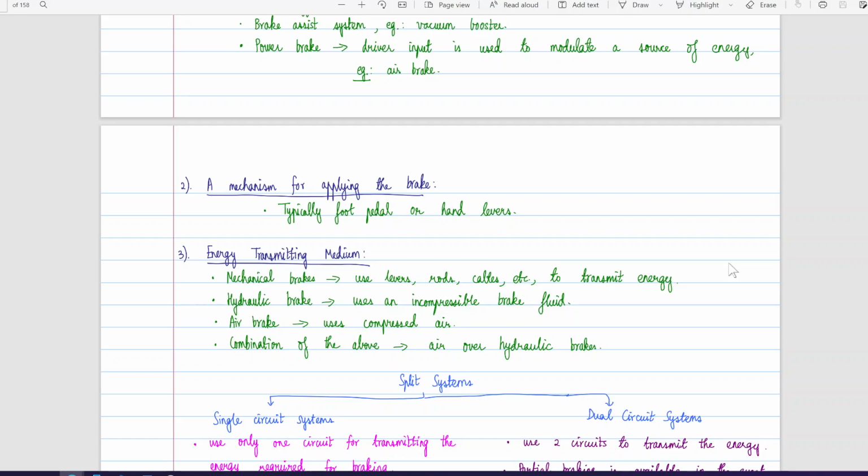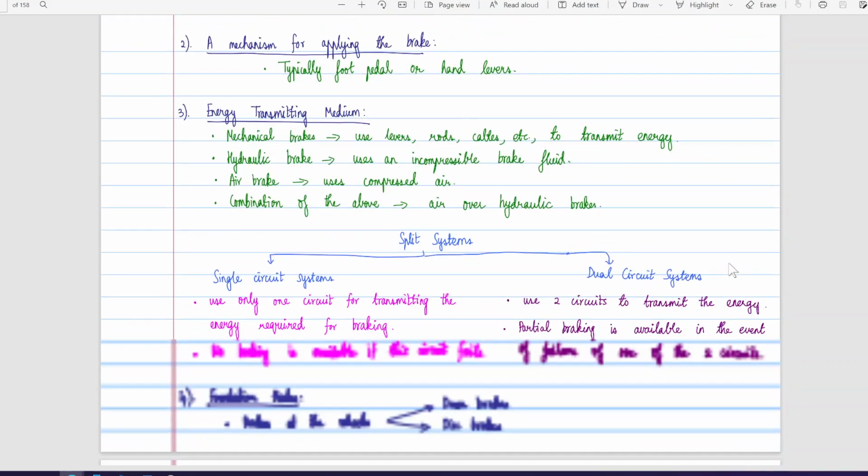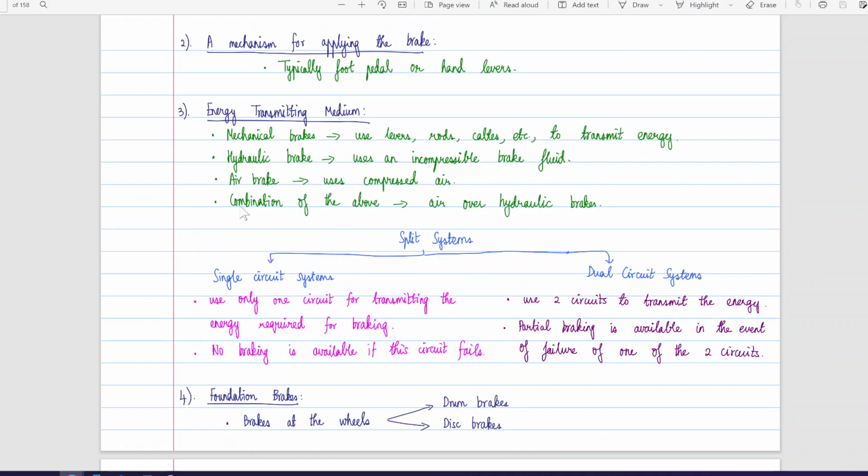Third is the energy transmitting medium. So here we have various entities. First is the mechanical brakes, where we have use of levers, rods, cables, etc. to transmit energy from the human interface, be it pedal or lever, to the final brake pads. And then we have hydraulic brake, where incompressible brake fluid is used.